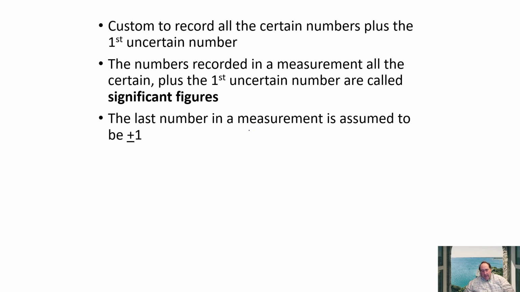It is plus or minus 1 on the estimated digit, by the way. The estimated digit is not always the last number that you write, but it is the last significant figure that you write. So that's two different things. It may not make sense right now; we'll maybe see an example of that. But when you think about the estimated digit, again, it is always the last significant figure, not always the last number that's actually written in a measurement.